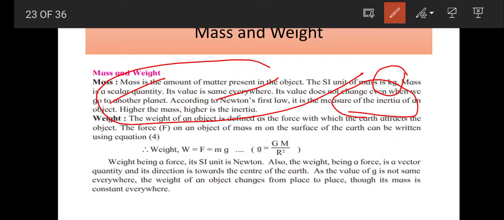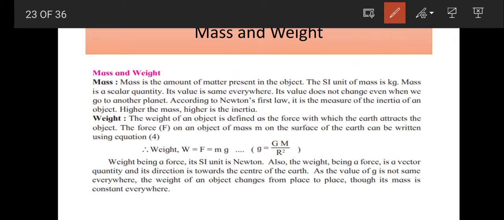And now weight is nothing but W is equal to mg. That is nothing but force is equal to mg, where g is equal to GM upon r square. So the weight of an object is defined as the force with which the earth attracts the object. So that force is F. So weight W is equal to F is equal to mg.